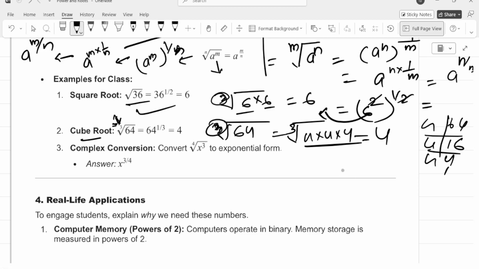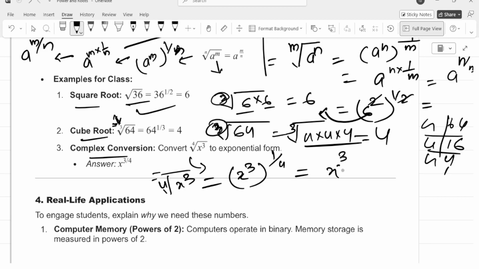Now cube root is explained, square root completed. Here is the easiest way to handle the complex conversion. I already told you x power 3. Here the question is 4 x cube, just x power 3, and convert the index into 1 upon, in denominator form, 1 upon 4. Then just multiply 3 upon 4.